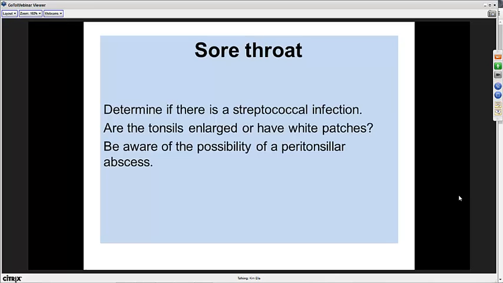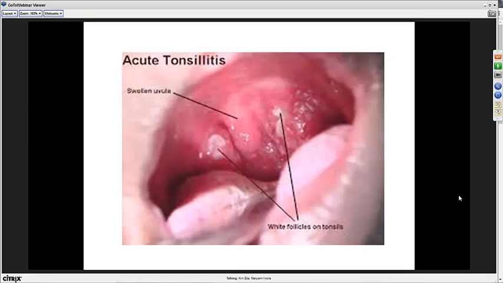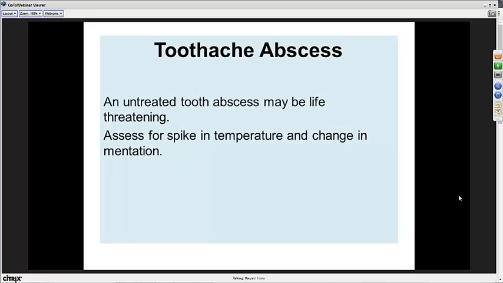Well, we have a couple of good questions about other conditions. If we're done, I don't want to cut the presentation short. Let's see where we are. Oh, tooth abscess. This is important.